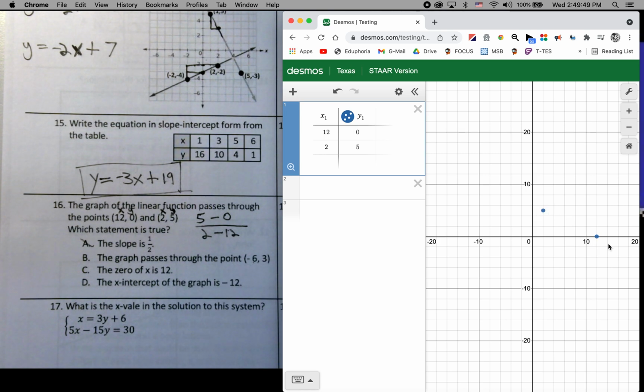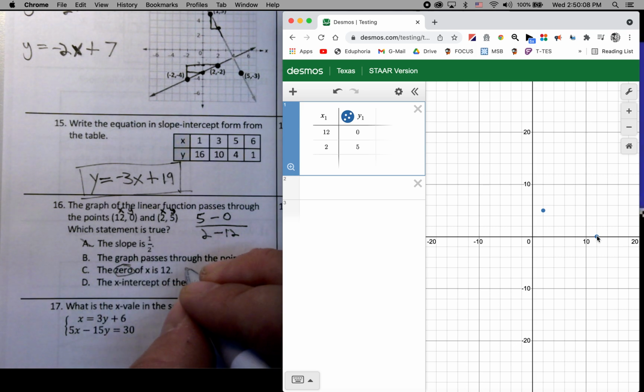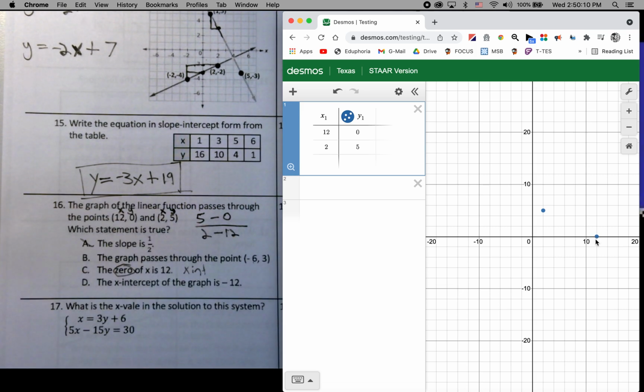Okay. If I connect them, like I could use my pen or, you know, the side of my ID and connect them and just kind of see. So it says the 0 of x is 12. I'm going to look at part C first because the 0 means the x-intercept. That means x-intercept. So let me see about the x-intercept because that's on the x-axis. That is 12. So that is true. So this one is true.